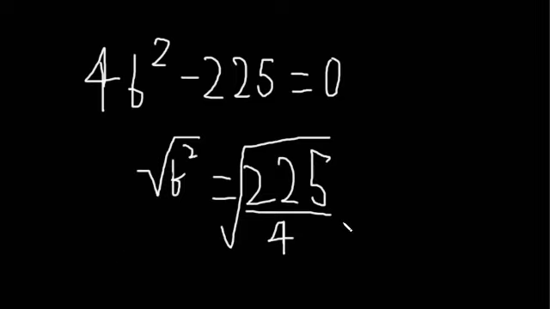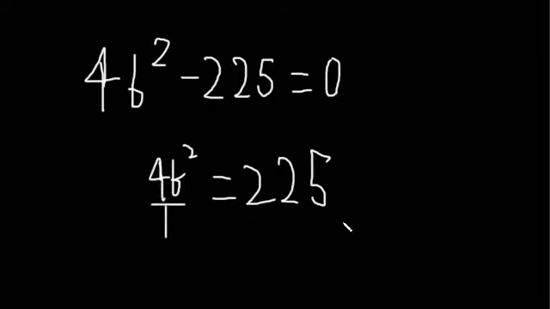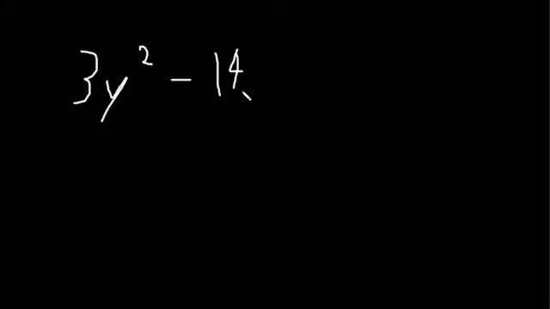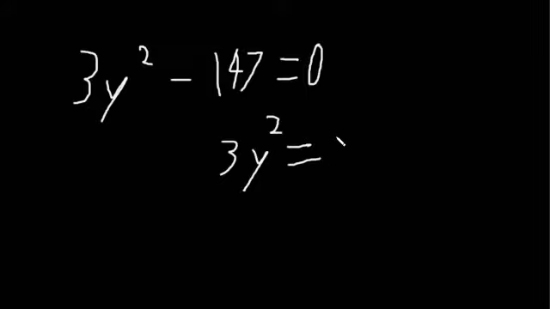Well done! You're almost at the end of this lesson. Good job. On to our next problem. 3y squared minus 147. Firstly, we isolate the variable so that 3y squared equals positive 147. Now, we divide by the coefficient of y, which is 3. So 147 divided by 3 is 49.